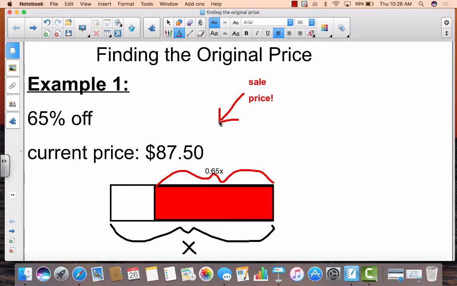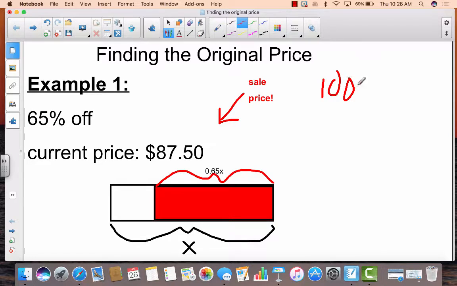So what I want us to think about is if I were to pay full price for the item, then I would be paying 100%. If the item is on sale for 65% off, then I'm not paying 65%. So what percent am I paying? I can figure that out by doing 100 minus 65. I'm actually only paying 35% of whatever the price is. So that's a pretty good deal.